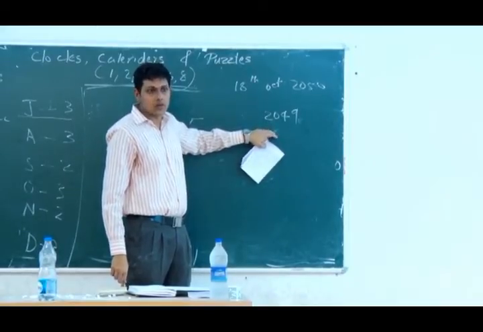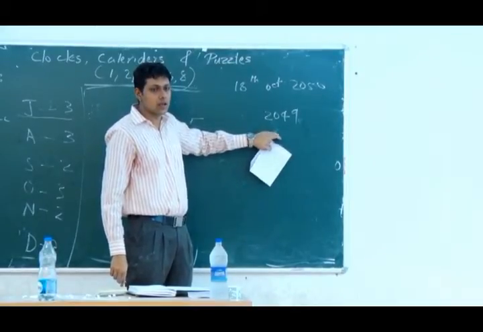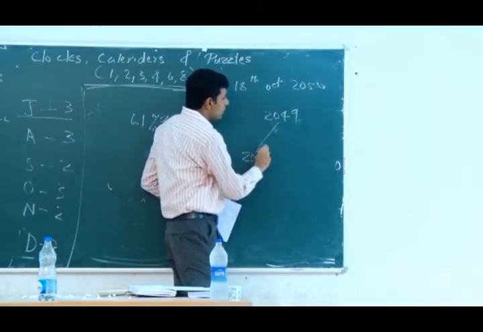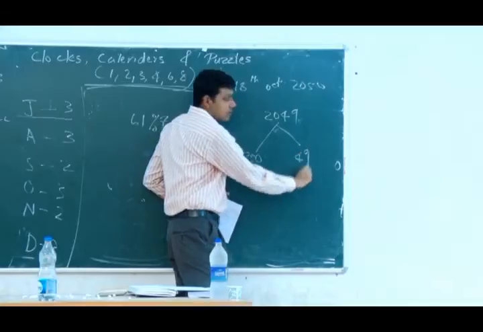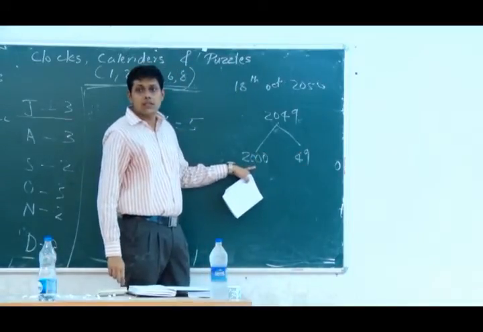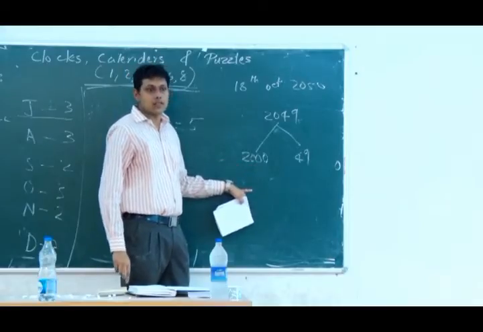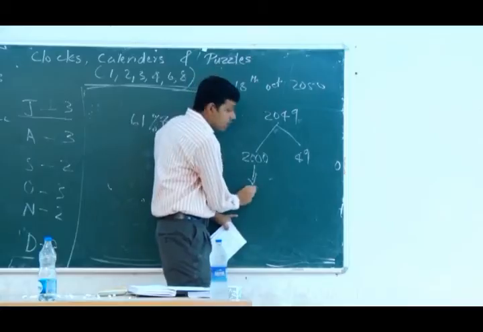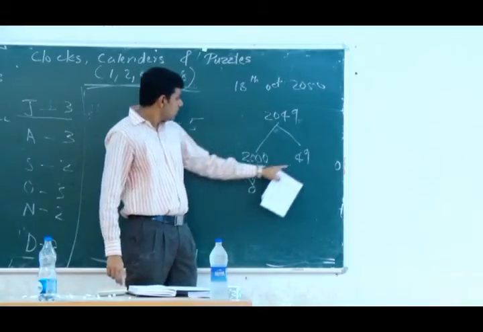2000 is the closest multiple of 400 which is completed. So this is 2000 plus 49. For 2000, how many odd days do we have? Every multiple of 400 will have 0 odd days. So we have 0 odd days.